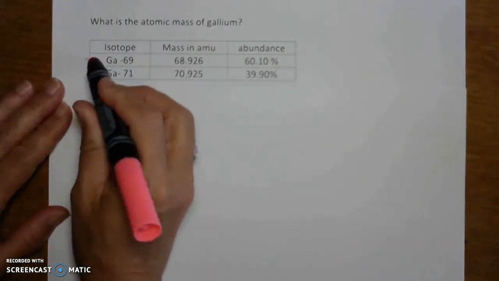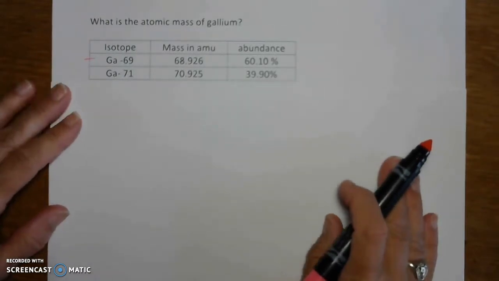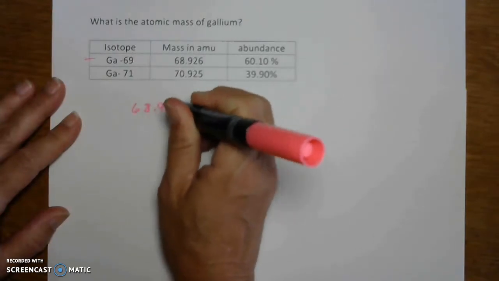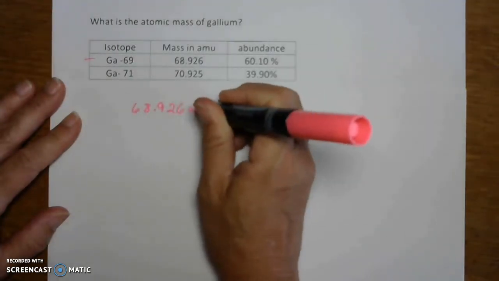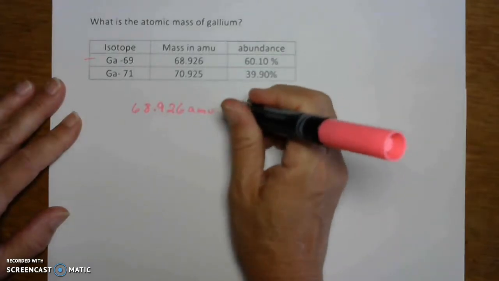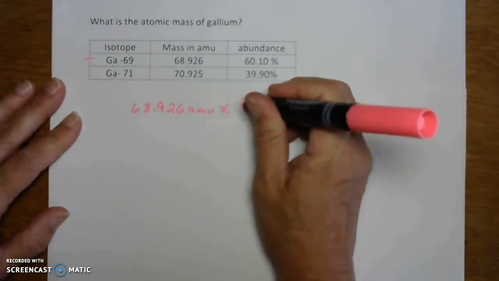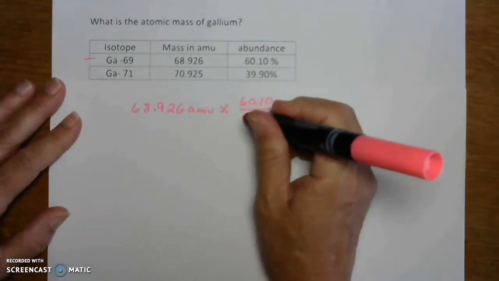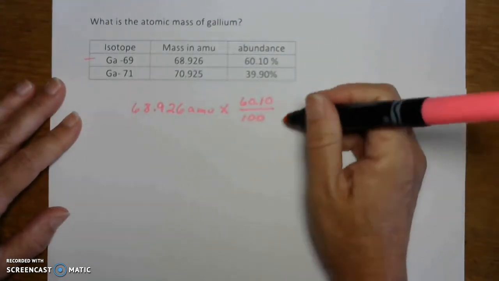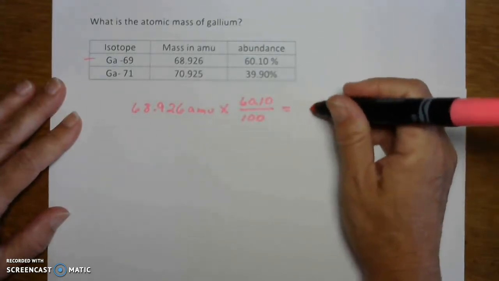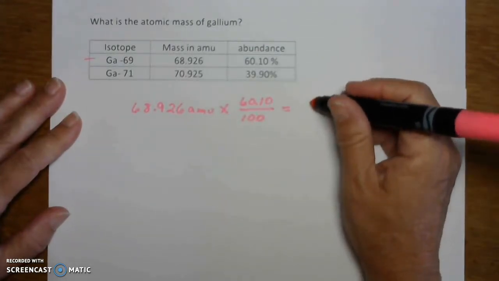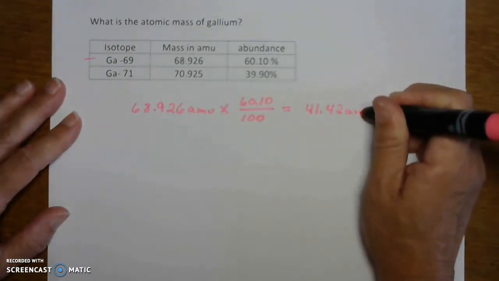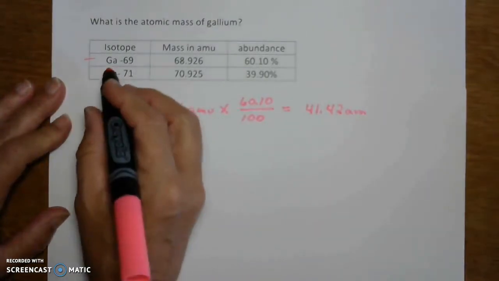So let's start with the gallium-69. We're going to write down the mass. This is in AMU. And then we're going to multiply by the abundance. The abundance is a percentage, so I'm going to divide that by 100 to get rid of the percentage. And we'll end up with the contribution of that being 41.42 AMU. So that's the contribution from the first one.